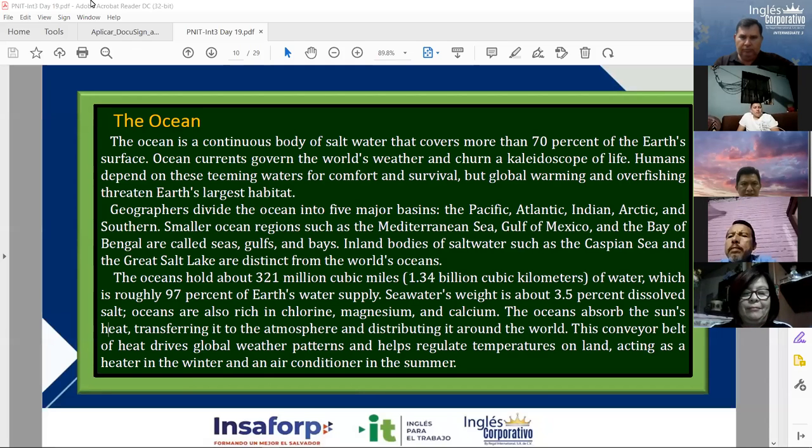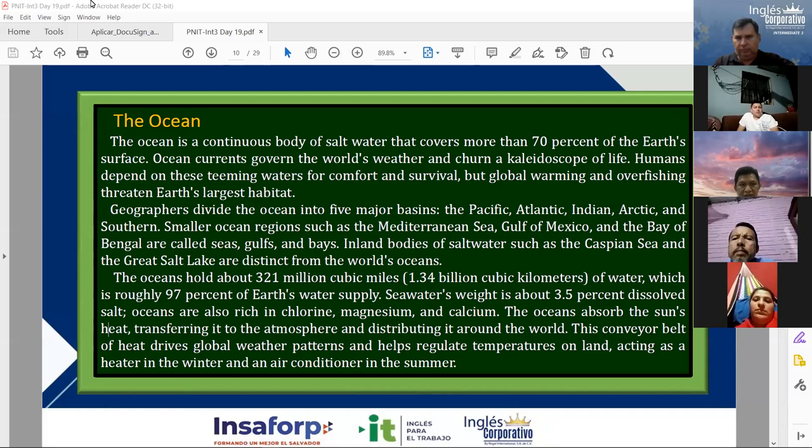Humans depend on this teeming world for comfort and survival, but global warming and overfishing threaten Earth's largest habitat. Geographers divide the ocean into five major basins: the Pacific, Atlantic, Indian, Arctic, and Southern. Smaller ocean regions such as the Mediterranean Sea, Gulf of Mexico, and the Bay of Bengal are called seas, gulfs, and bays. Inland bodies of salt water such as the Caspian Sea and the Great Salt Lake are distinct from the world's oceans.